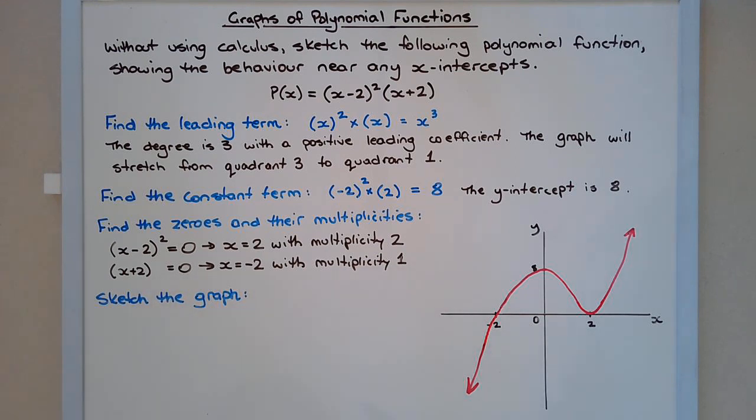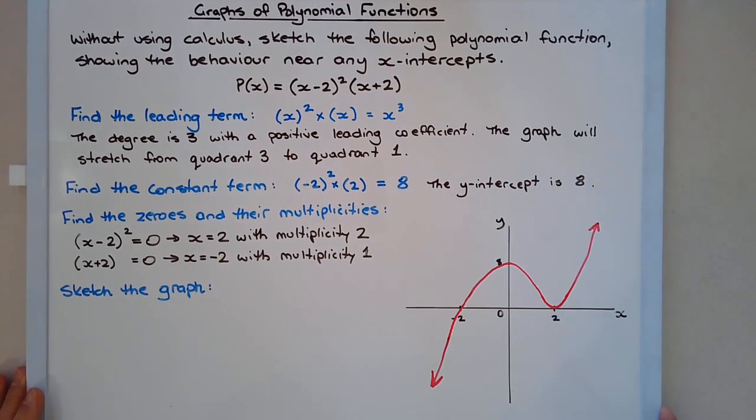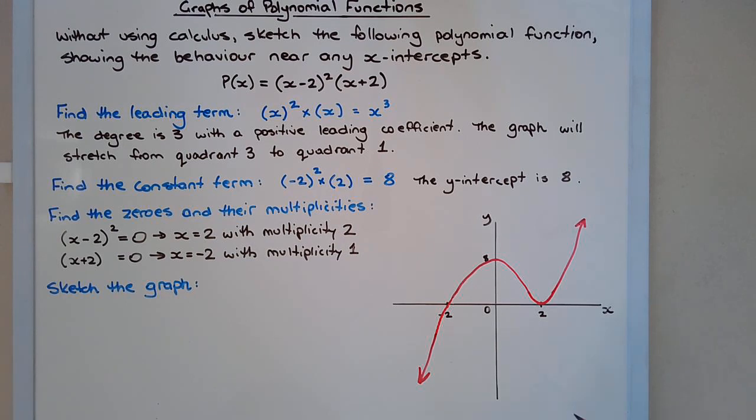Finally, we sketch the graph. Now at the zero where x equals 2, or the x-intercept where x equals 2, it has multiplicity 2, so therefore the curve will touch the x-axis and bounce off. And at the zero where x equals negative 2, it'll behave like a linear function, so it'll just cross the x-axis without being tangent to it.